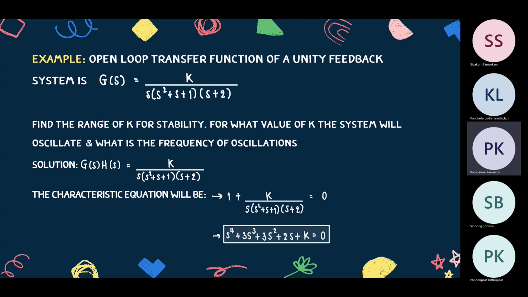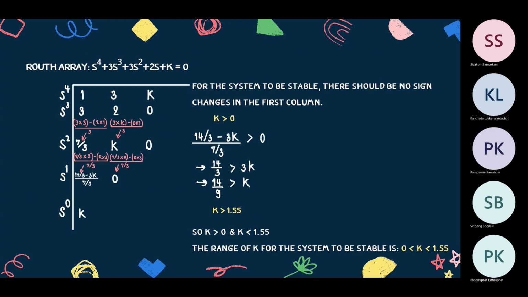And the characteristic equation will be 1 plus k over s multiplied by (s power 2 plus s plus 1), then multiplied by (s plus 2), equals 0. Then as the result, we will get s power 4 plus 3 s power 3 plus 3 s power 2 plus 2s plus k equals 0. And this slide will show the Routh array. We will bring up the equation from the previous slide. For the system to be stable, there should be no sign change in the first column. So k more than 0.